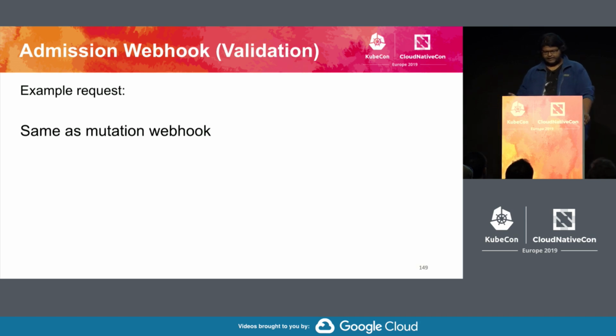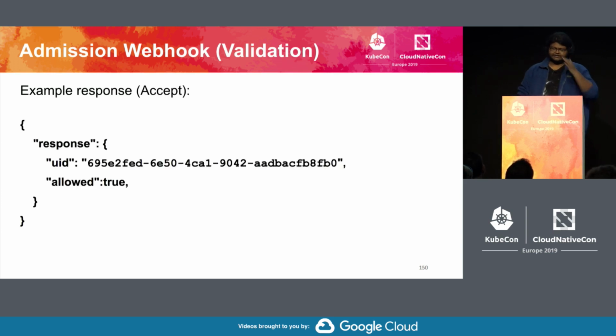So the example request for the validation webhook looks exactly the same as the mutation webhook, but the response looks a little bit different. If the request is accepted, then the response looks the following. It has the response field, it has UID, and it will have the allowed field set to true, but it will not have the patch field because validation webhook cannot patch object definition.